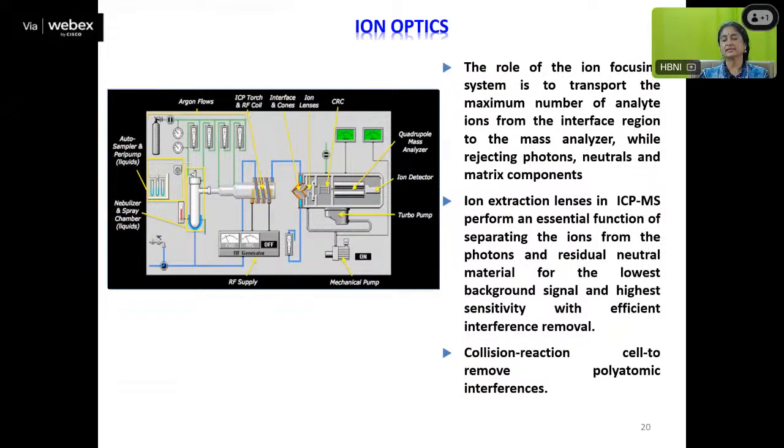So now the ion extraction lenses in ICP-MS perform an essential function of separating the ions from the photons and the residual neutral material for the lowest background signal and highest sensitivity with efficient interference removal. So now you can see this is the plasma torch. Here the plasma will be there. Now here is the sampling cone, skimmer cone, and here the ion optics. Ion lenses, you can see it is shown here. This is the ion lenses. Then there is a collision reaction cell, and then finally the quadrupole mass analyzer. So what is this? We'll just see.